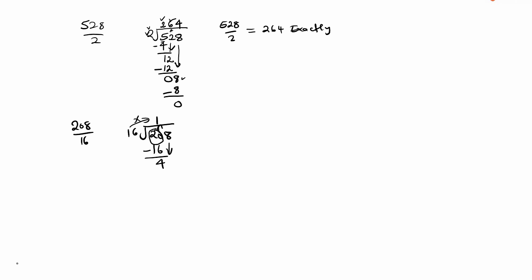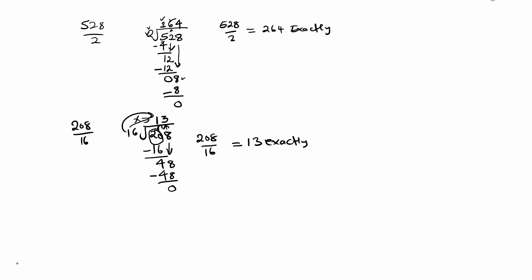Drop 8, and then again 16 divided into 48 gives 3. And that 3, you write it above 8 there. So 16 multiplied by 3 gives 48. And then again, subtracting that 48 from 48, you get a 0. So 208 divided by 16 is 13, again exactly.